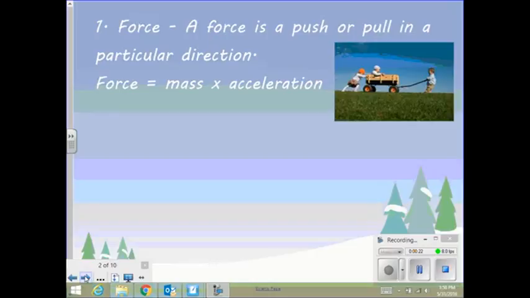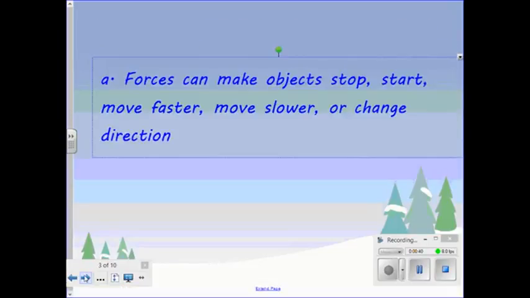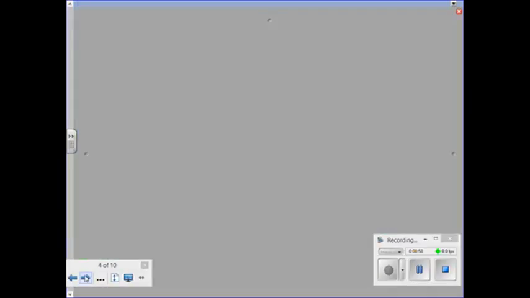Force equals mass times acceleration. And we'll work on this more as we get into it. And you'll often see the equation written out as F equals ma. Forces can make objects stop, start, move faster, move slower, or change direction. So if you think about it, anytime an object moves, there's a force acting on it. And sometimes when they don't move.